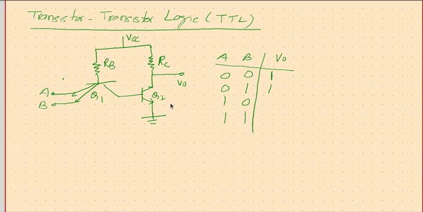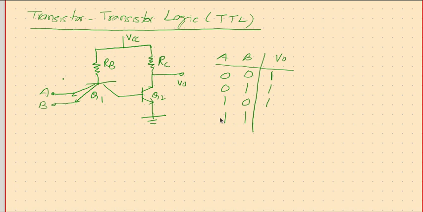Then in the third case, A is 1, therefore this junction is reverse biased, not an issue, but B is 0, therefore the base emitter junction for input B gets forward biased, and hence base current will flow, and hence the transistor Q1 is in saturation, so this point voltage goes low, this gets into cutoff, therefore output will be 1.